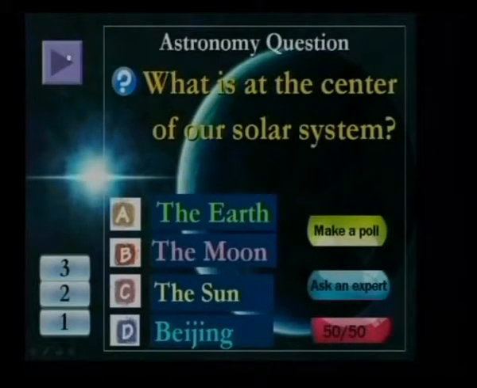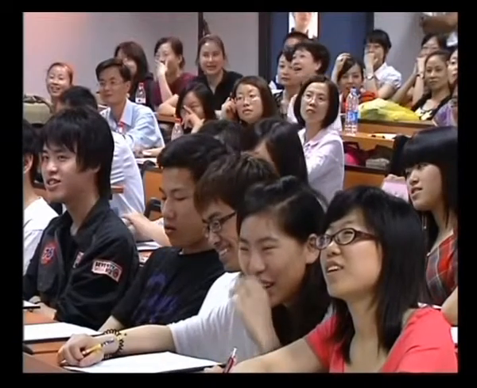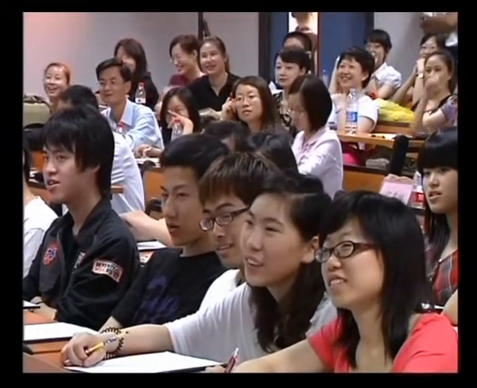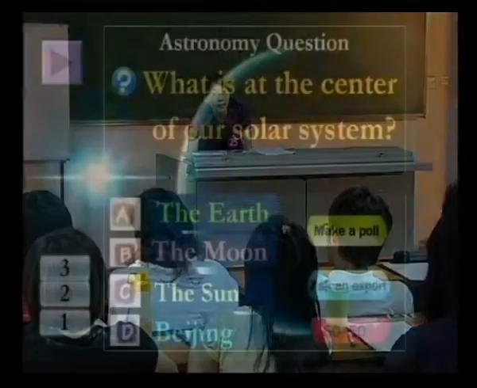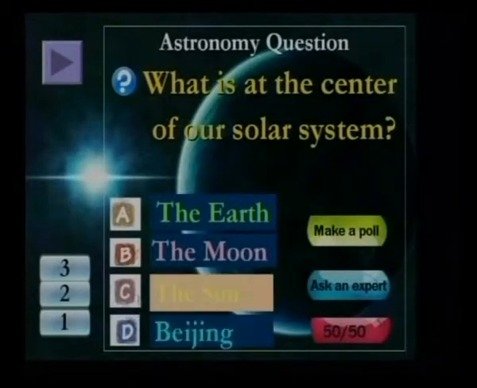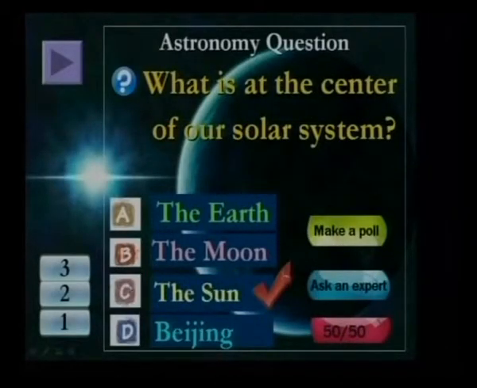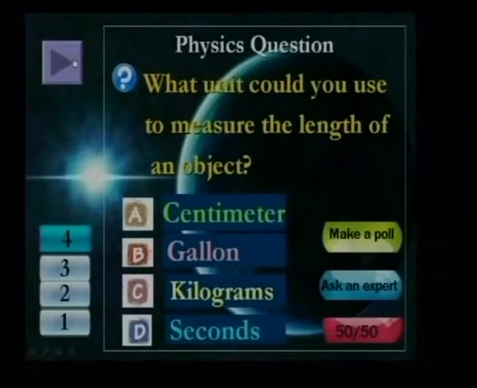Move on to a third question. It's also an astronomy question. What is at the center of our solar system? A, the Earth. B, the Moon. C, the Sun. D, Beijing. Which one? C, not the Earth, not the Moon. Okay, let's see if we have the right answer. Congratulations. Impressive. Move on to fourth question.